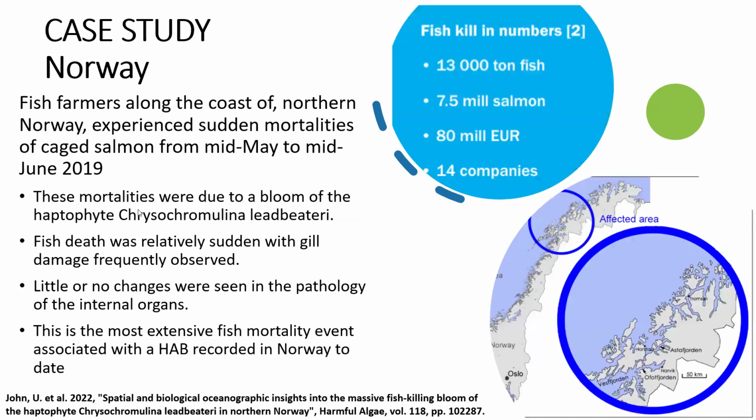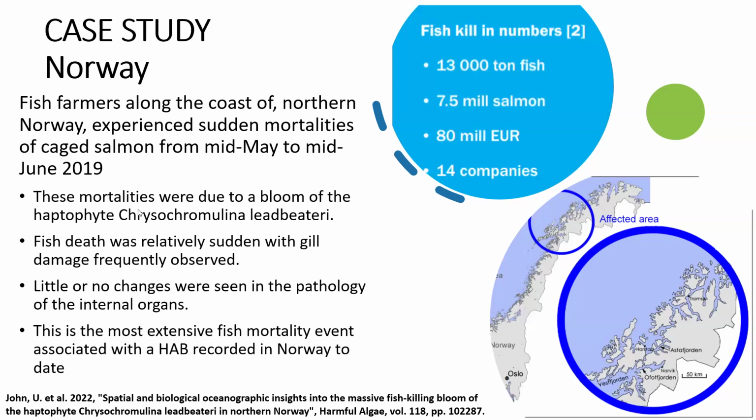Secondly, fish farmers along the coast of northern Norway experienced sudden mortality of farmed salmon from mid-May to mid-June in 2019. These mortalities were caused by a heptophyte bloom, and again, fish death was relatively sudden, with gill damage most frequently observed. Further analysis showed that there were little or no changes in the pathology of the internal organs. This bloom caused a massive mortality of farm salmon, resulting in a loss of approximately 13,000 tons of salmon, equivalent to 7.5 million fish.